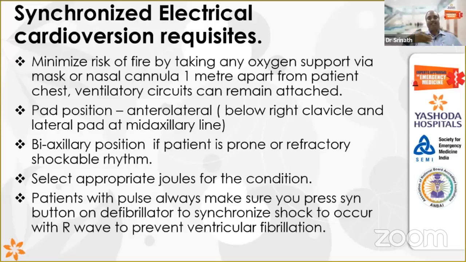Select appropriate joules, which is important. What kind of rhythm is it? If it is ventricular fibrillation, we know, highest amount of joules, give it off. Don't take any kind of action. Ventricular tachycardia, start with pulse. Unstable, you can start with 50 joules and then you can increase. If the patient has a pulse, always make sure you press the synchronized button. When you press the synchronized button, you can see a dotted line on the R wave. When that is happening on the R wave, that means that you have pressed the synchronized button and you have to deliver the shock.